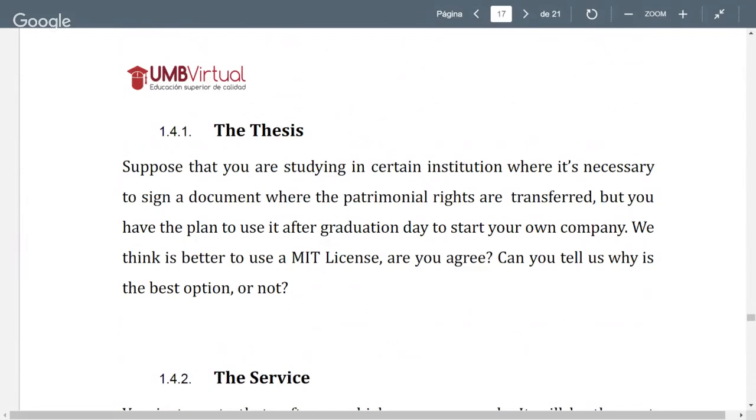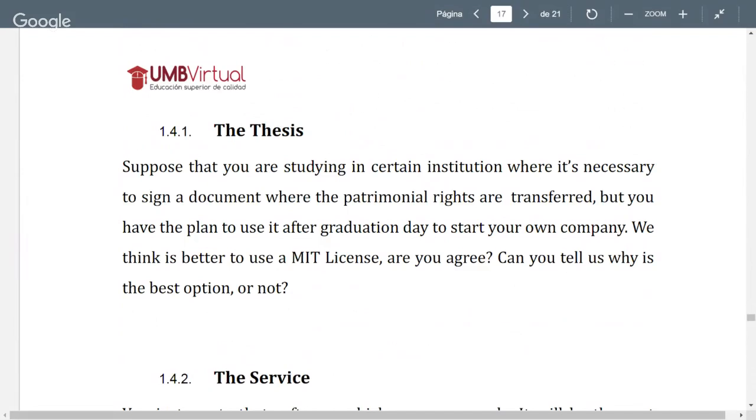So what happens if you put a non-protective license in your degree work, in the software part of your thesis? Maybe you think that you can use it afterwards in your work. You say, you know what, I want to make a new company, I want to be an entrepreneur, and I will need part of the software that I made in my thesis. The problem is that I cannot use it because I already transferred the patrimonial rights of my thesis. I'm talking about the future, right?